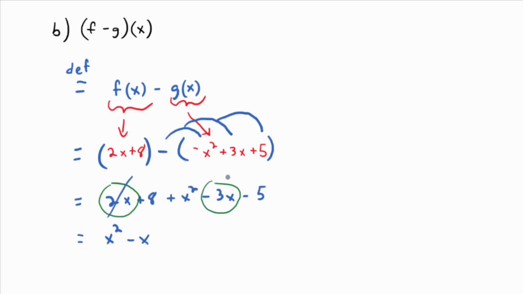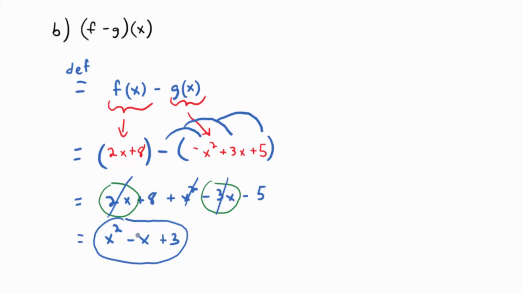So we took care of that one, that one, and that one. Oh, 8 minus 5? Minus or plus? Plus 3. Okay, so this is a formula now for f minus g of x.